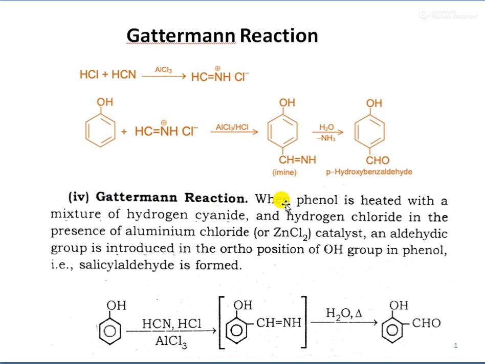So Gattermann's reaction: when phenol is heated with a mixture of hydrogen cyanide and hydrochloric acid in the presence of aluminium chloride or zinc chloride. Either aluminium chloride or zinc chloride catalyst can be used. So an aldehyde group is introduced in the ortho position of the OH group in phenol. That is, salicylaldehyde is formed. So Gattermann's reaction is a reaction for the preparation of salicylaldehyde from phenol. And the reagents are HCl and HCN in the presence of AlCl3 catalyst or zinc chloride catalyst.